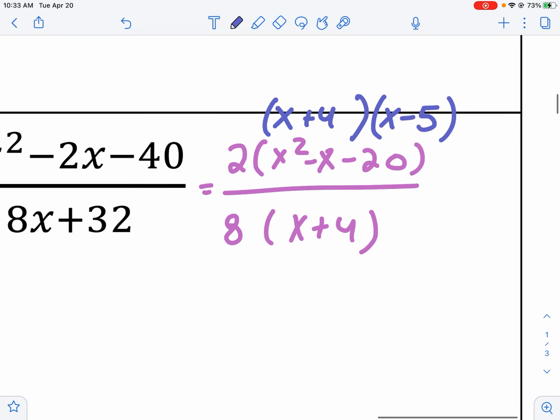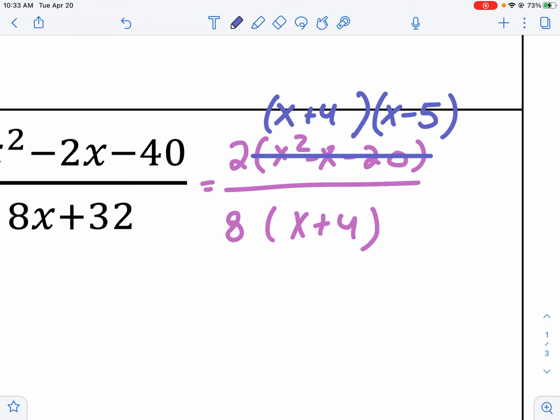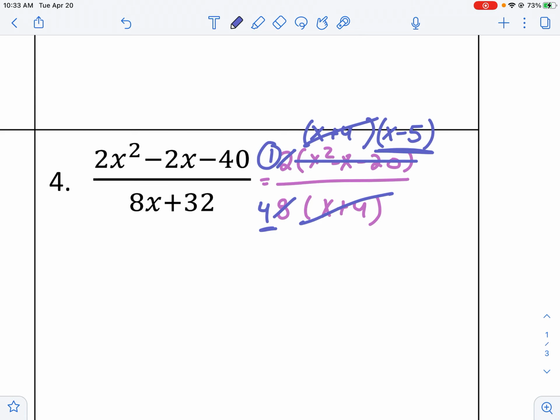And then at this point, we don't care about this anymore, so we can scratch that out because we wrote it right above it. X plus 4 cancels with x plus 4. 2 and 8, both divisible by 2, so this becomes 1. This becomes 4. So now we have a 1 and an x minus 5 in the top, and 4 is the only thing in the bottom, so this is x minus 5 divided by 4.